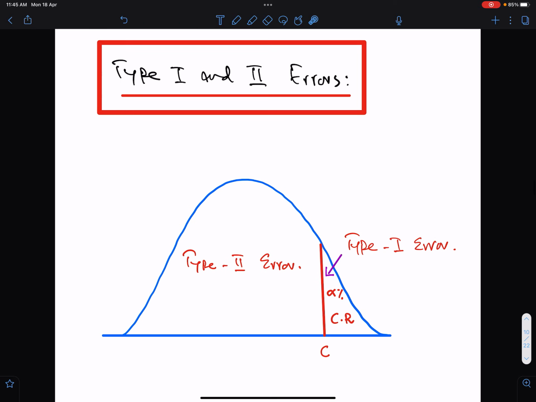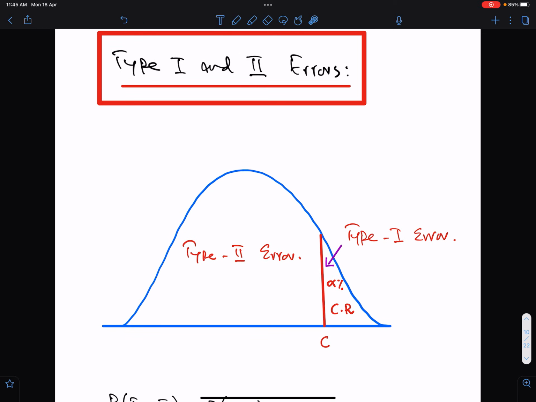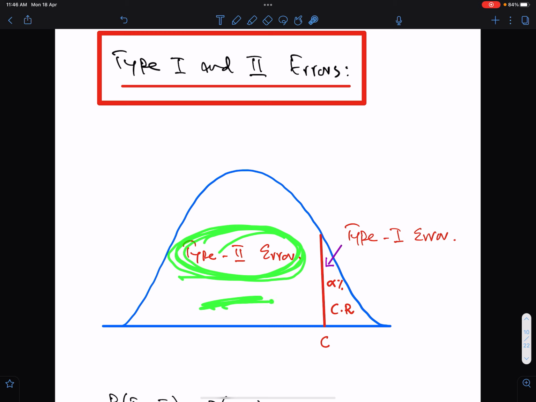Type 1 and type 2 errors in continuous distributions. I told you a type 1 error occurs when a true H0 is rejected, and here H0 is rejected. So this is the region of type 1 error. In continuous distribution, the probability of type 1 error is always alpha %. And this is the region of type 2 error, because here we accept H0. A type 2 error occurs when a false H0 is accepted, and here we accept H0. And the probability of type 2 error is the probability of this accepted region.